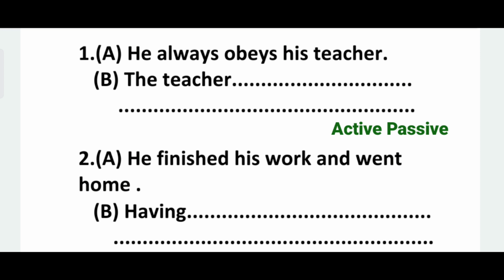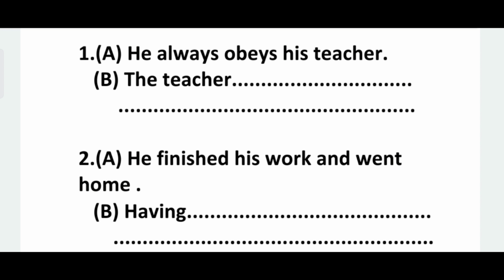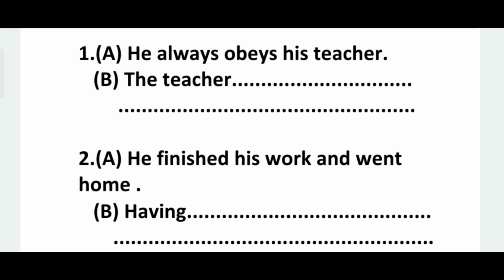And then look for the tense and the number of the subject. Obeys, simple present tense, and teacher, the teacher is in singular number. Let us try to solve it. The teacher is always obeyed by him. The subject, the teacher, and by whom? By him. The teacher is always obeyed by him. Full stop. Punctuation marks. Punctuate properly.